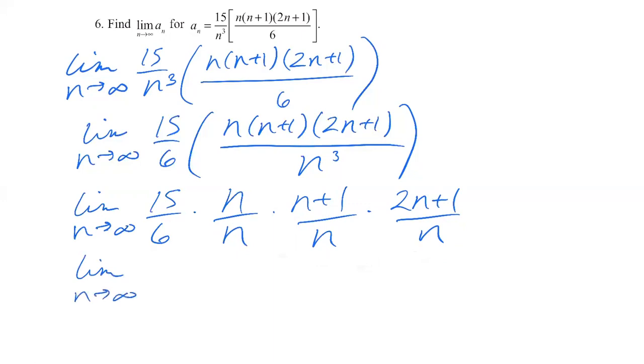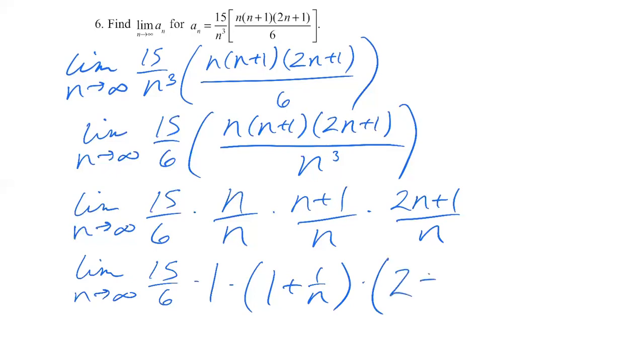Limit as n goes to infinity. 15 over 6, still along for the ride. N over n, that's just 1. Now, n plus 1 over n, this can be further simplified. We could think of this as 1 plus 1 over n. Similarly, 2n plus 1 over n can be simplified. This becomes 2 plus 1 over n.